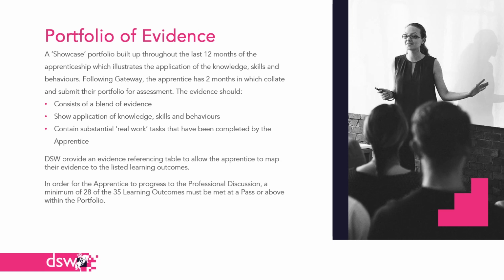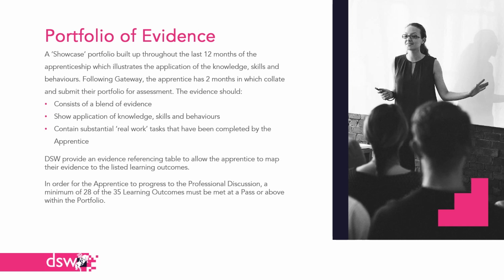The portfolio must include sufficient evidence which is referenced to each required learning outcome in the portfolio referencing table. The toolkit provides guidance on what type of evidence can be included in the portfolio and a steer on how to ensure that the evidence is sufficient, authentic, relevant and current. The portfolio will be completed and submitted to DSW after Gateway when the apprentice, training provider and/or employer are confident that the portfolio evidences each of the required pass criteria.